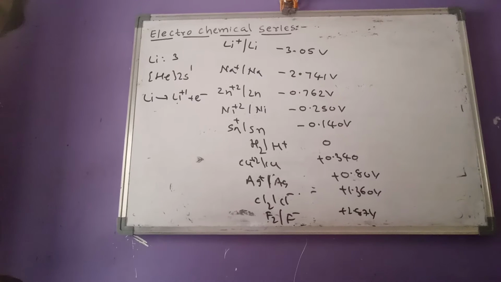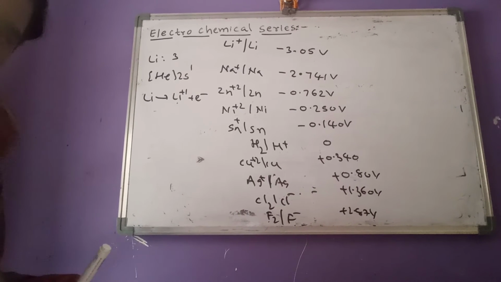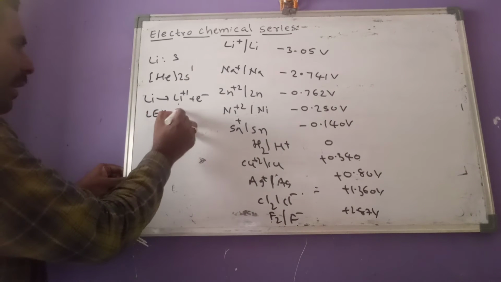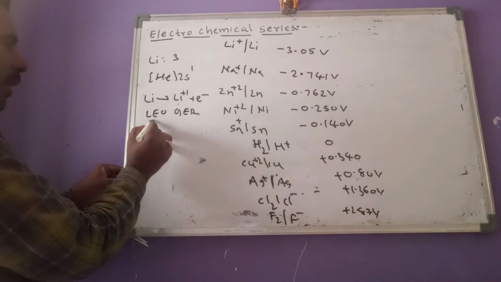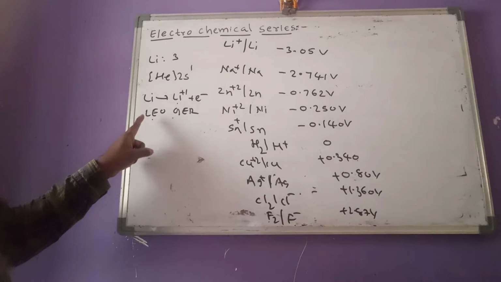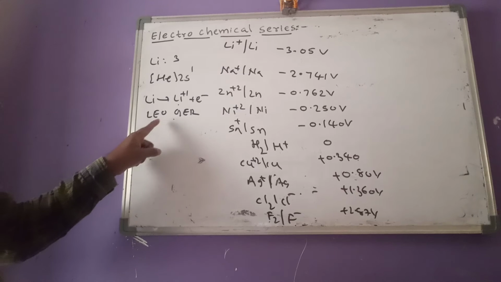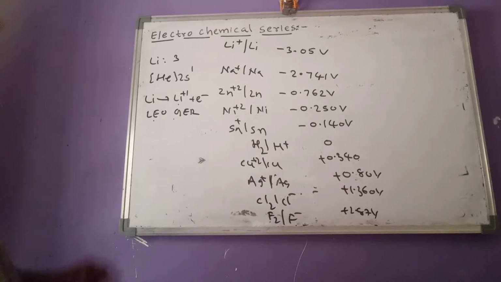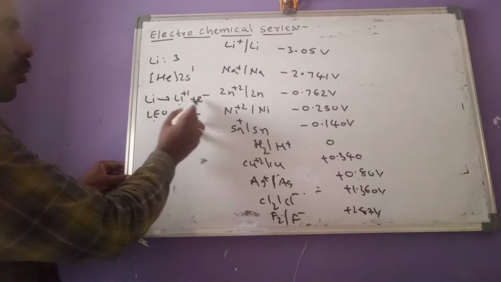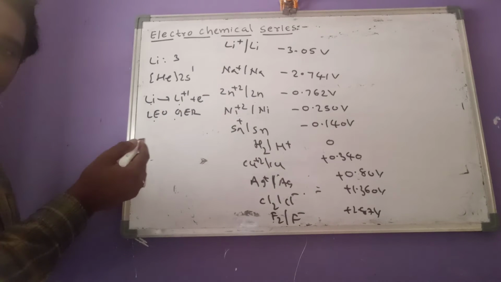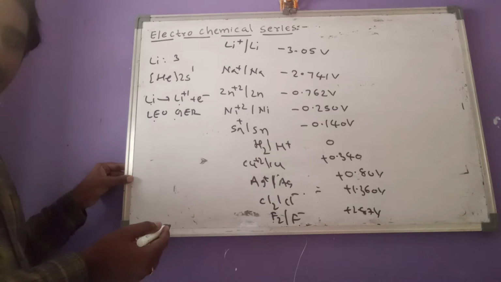We know that loss of electrons is oxidation. We have to remember like this: LEO says GER. That means Leo shouts like Ger. That means LEO means loss of electrons oxidation, GER gain of electrons reduction. So here as lithium is losing electrons, we say that lithium is undergoing oxidation.